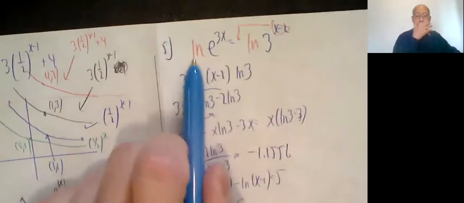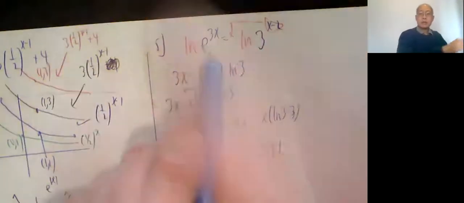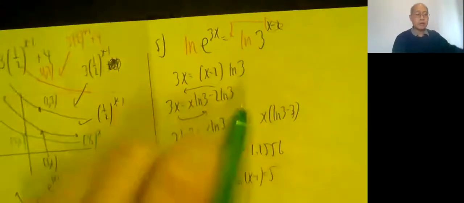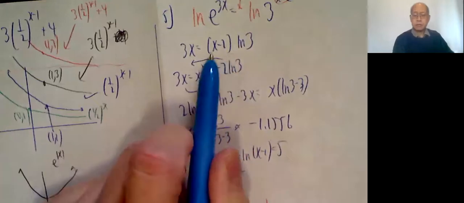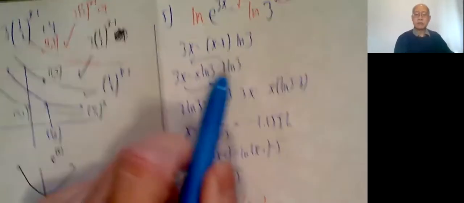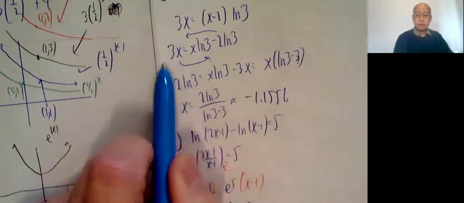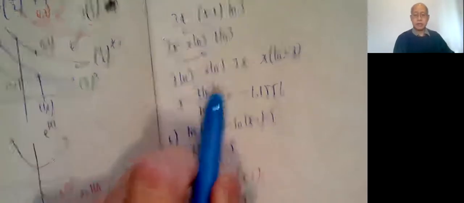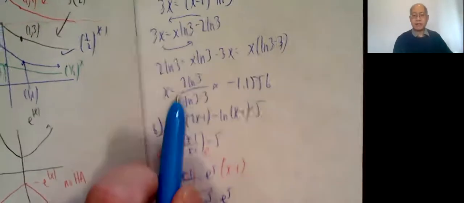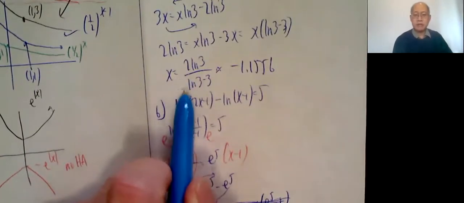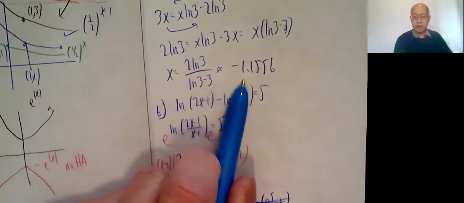Number 5, take the natural log of both sides. Once you have the ln, these cancel out. And here the x minus 2 comes in front. So (x-2) ln 3. Distribute: x ln 3 minus 2 ln 3. Add 2 ln 3. So it becomes, on this side, subtract 3x. Factor out the x. Divide by the factor. So x is 2 ln 3 divided by (ln 3 - 3). It's approximately negative 1.1556.